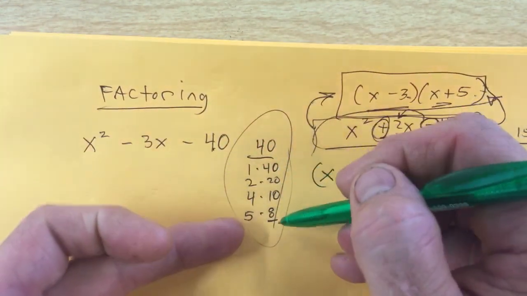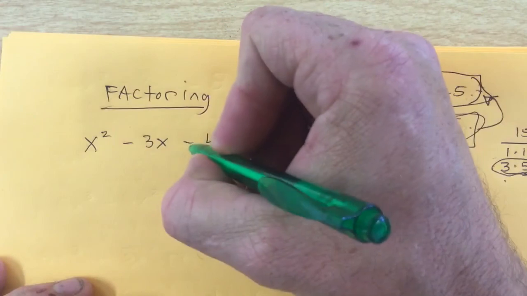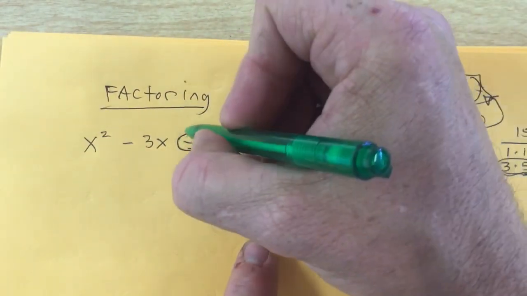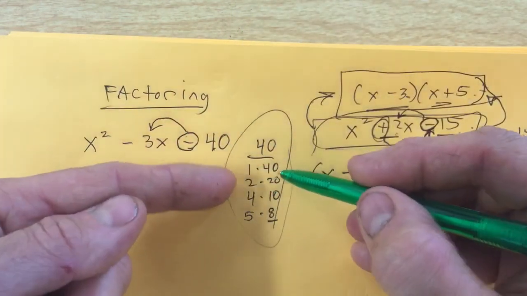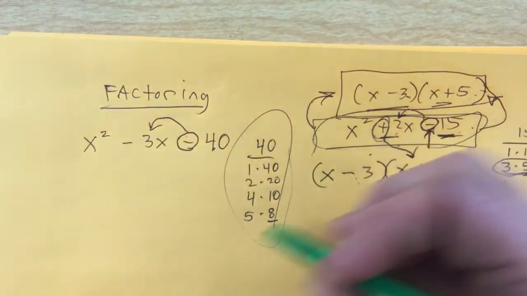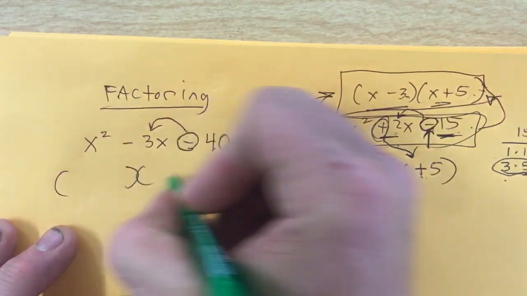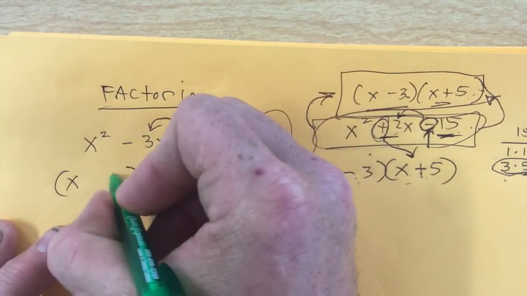All right, well, I look at these possibilities. Since I've got a minus in front of this 40, that means I need to subtract these and get 3. Which ones subtract and get 3? Well, it's got to be 5 and 8. So my factors, this is x and x, this is 5 and 8.